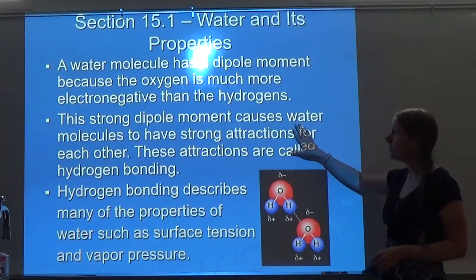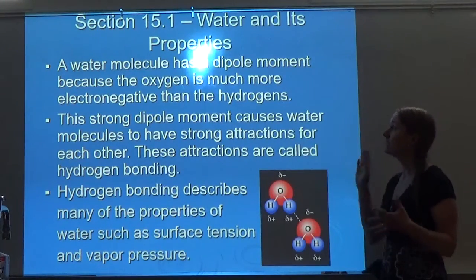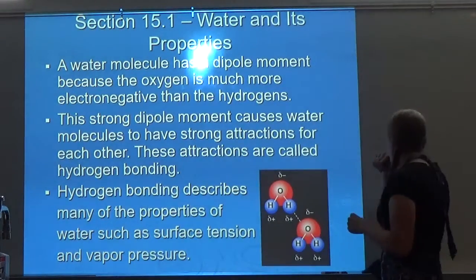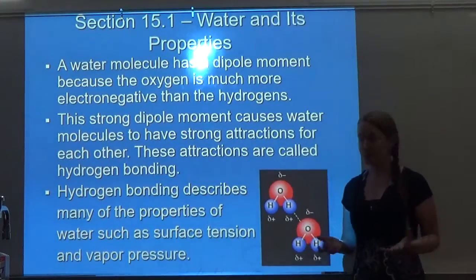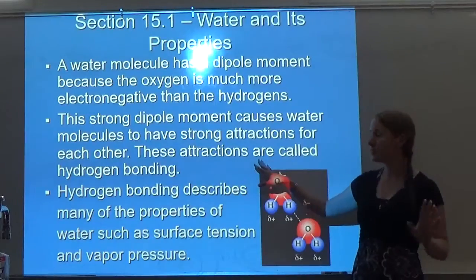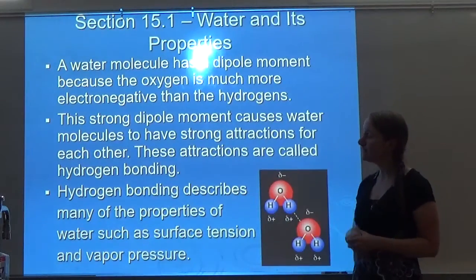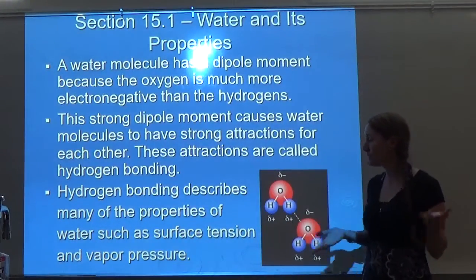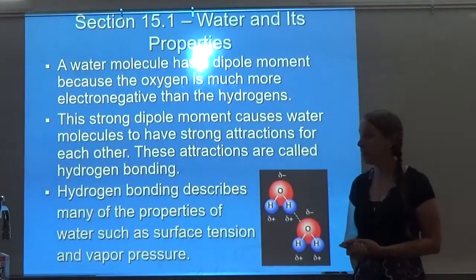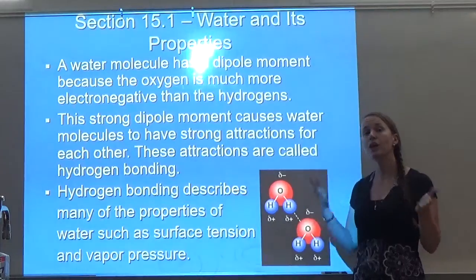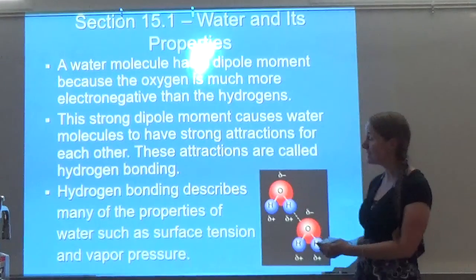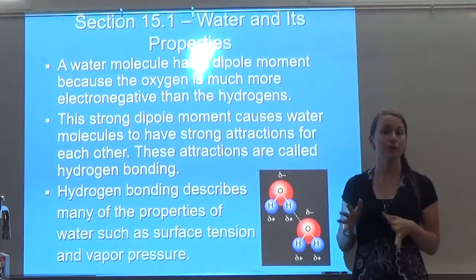This strong dipole moment causes water molecules to have strong attractions for each other. These attractions are called hydrogen bonding. We've discussed this all the way back in chapter 8. Hydrogen bonding describes many of the properties of water, such as the surface tension and vapor pressure. Water has a higher surface tension and lower vapor pressure than most other compounds that have similar molar mass because of its strong intermolecular forces.